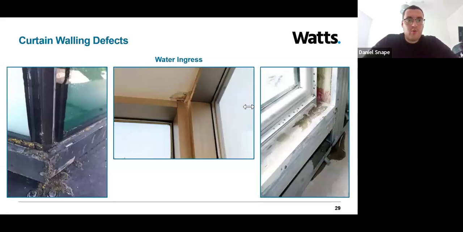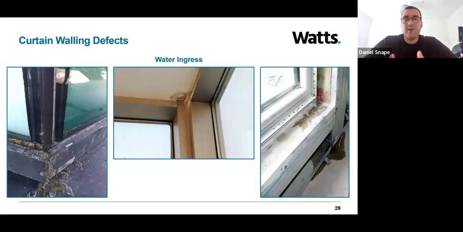Moving on to some curtain wall defects then. Water ingress is probably one of the main defects associated with curtain walling. There's three images here that all show where water penetration has affected the system and internal damage is caused as a result. So why does curtain walling leak? Well, there could be several reasons why a curtain walling system might leak. The first one could be poor installation.